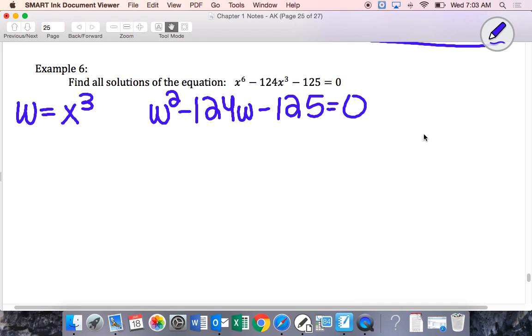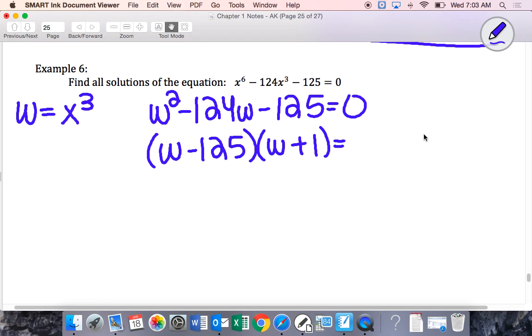Now I can factor this one because there are two numbers that multiply together to give you a negative 125 and add together to give you a negative 124. And that's going to be w minus 125 and w plus 1. So we get w equals 125 and we get w equals negative 1. Now remember though, these are w's, these are not my x's. We have to plug x to the third back in for our w, and now we're going to solve for x.